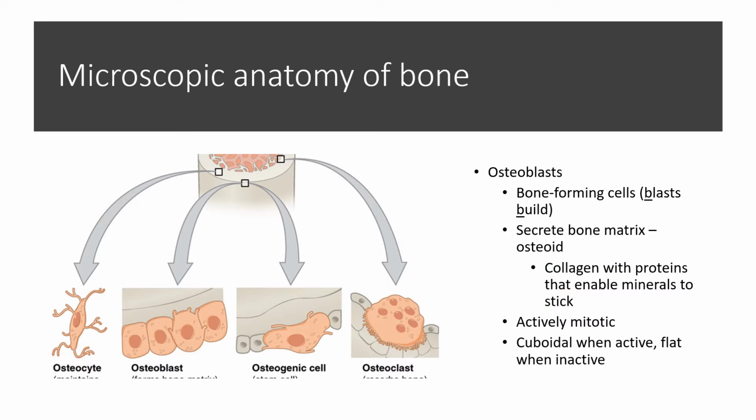Osteoblasts are themselves also actively mitotic, and they have, like I said, sort of a cuboidal look when they're active, and they're flat when they're inactive, as they're starting to convert over into osteocytes or into something that looks more like bone lining cells.